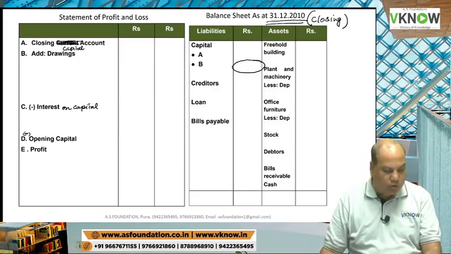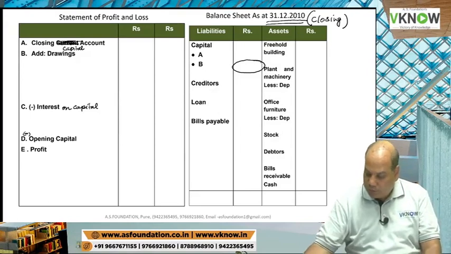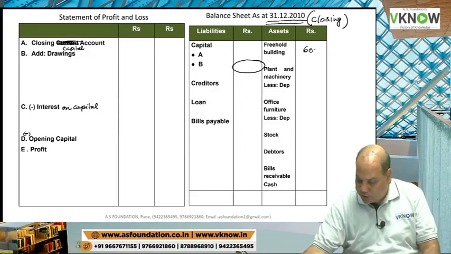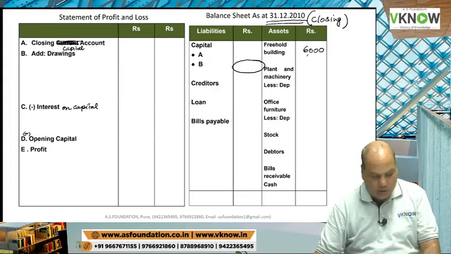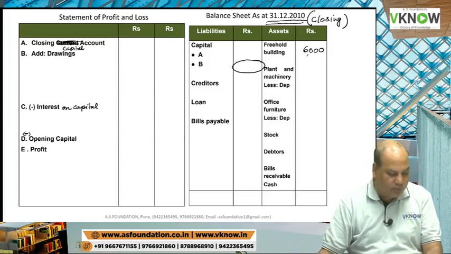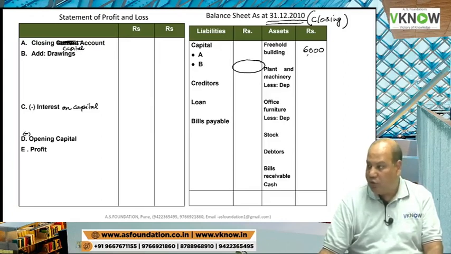So we will start solving simultaneously. Freehold building, question is silent. Write 6,000 because it's a building. So building will remain there. Students will sometimes say why we have written building, it is not mentioned in the problem. Because building is not something which will go away. Nowhere is it mentioned that building was sold or something. So therefore we will assume no adjustment in building.